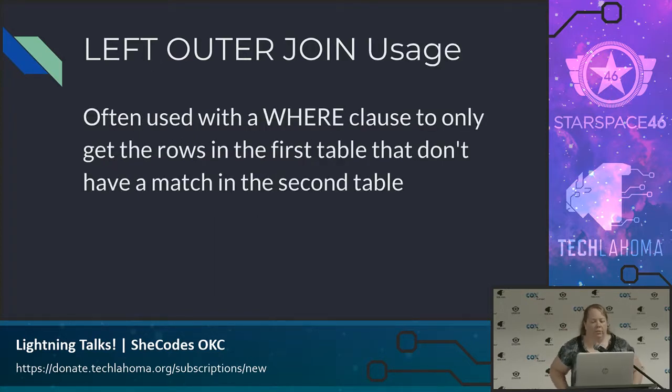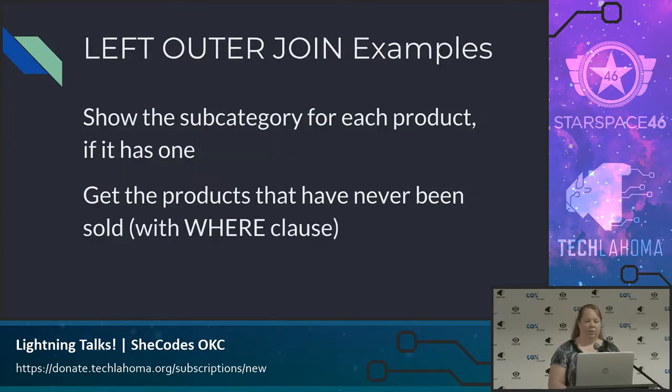One way we use the left outer join is with a where clause. So not just showing all the records in the first table, but just limiting to those that have a match in the second table. This is a pretty common use of left join. And if that doesn't make a ton of sense, I can go over that in more detail later. That's kind of a maybe slightly more advanced use case.